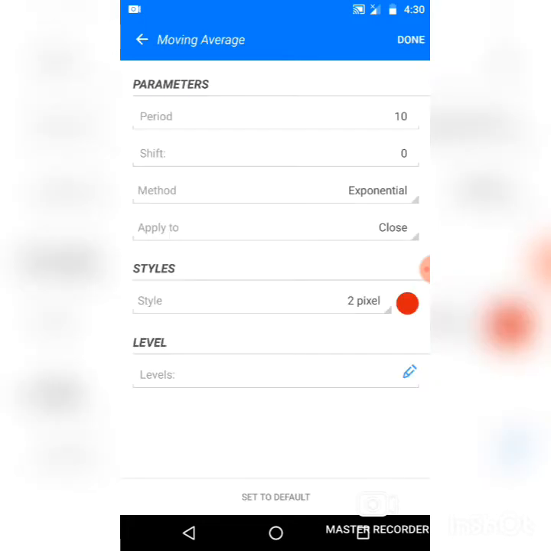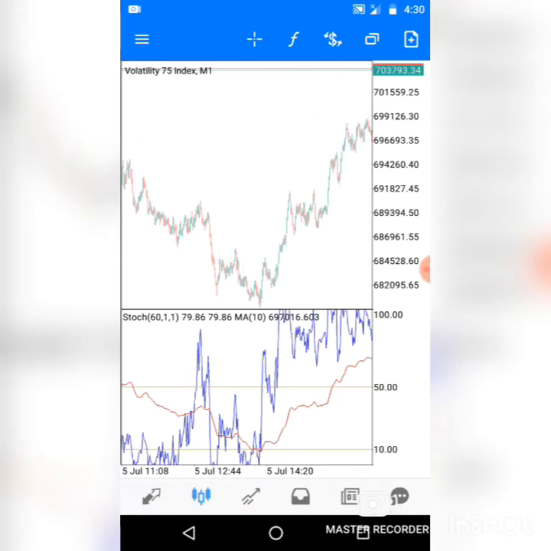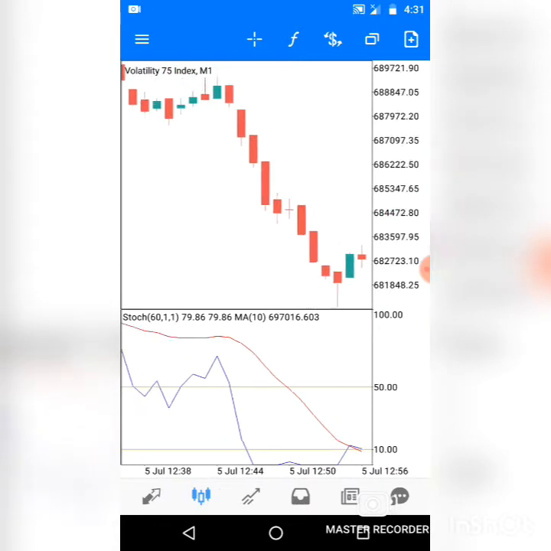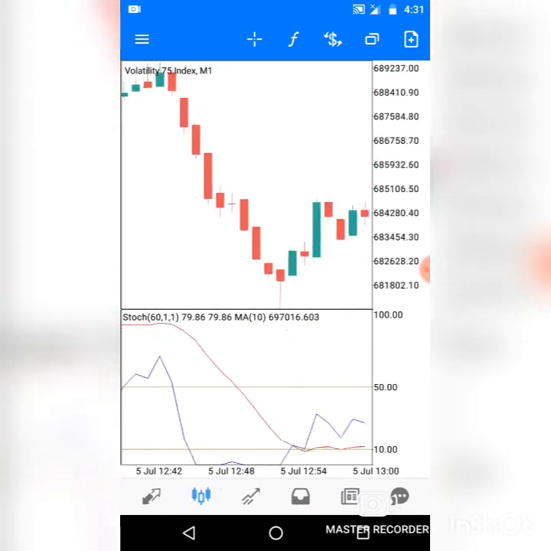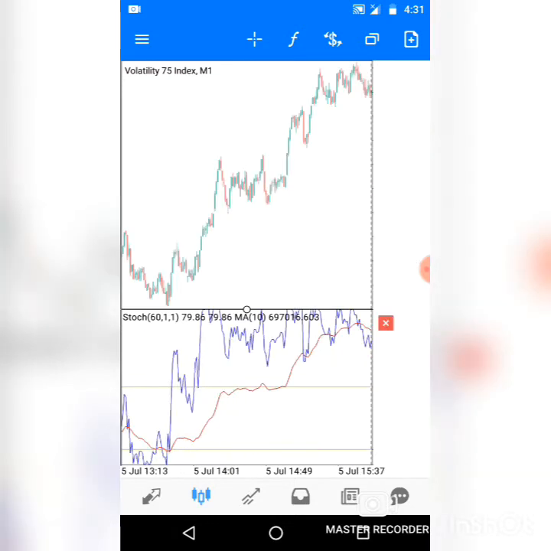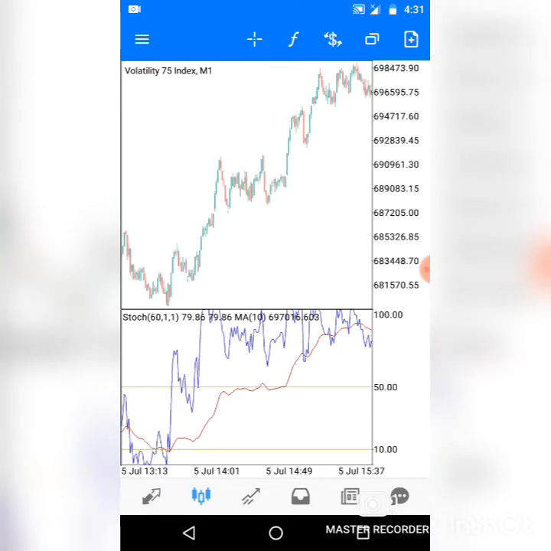The period is 10, method exponential, apply to close, then the color 2 pixel. No level is needed. Then you click on Done. After setting it, this is how it will look. What you have to do is reduce your screen to the minimum level, as you can see.